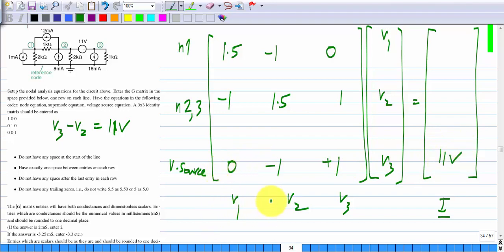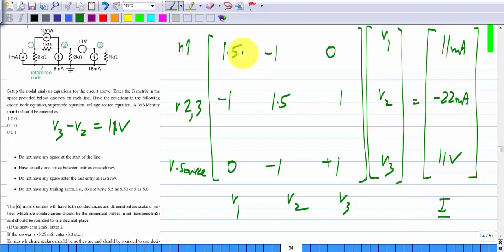Okay. And the first one will be the total current into the first node, 12 minus 1, which is 11 milliamperes. And the second one, it is 12 going away and 8 coming in and 18 going away. Okay, because this is the super node. The total current going into the super node is plus 8 minus 18 minus 12. Okay, so which comes out to be minus 22 milliamperes.